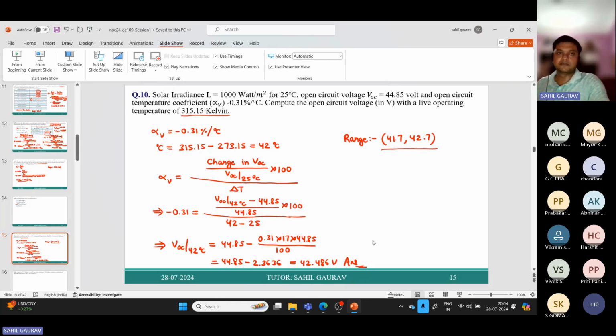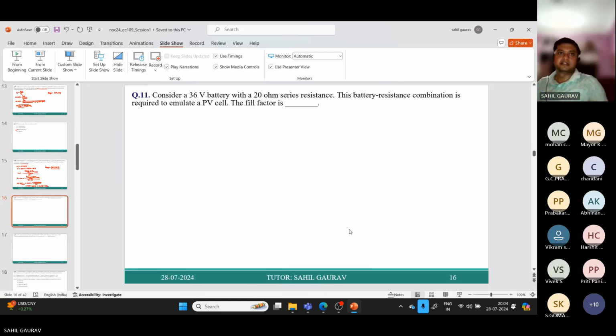So let us come to the next problem. Here it is given that consider a 36 volt battery with a 20 ohm series resistance. This battery resistance combination is required to emulate a PV cell. The fill factor is. So you have to find the fill factor.